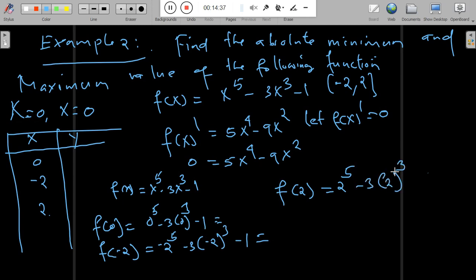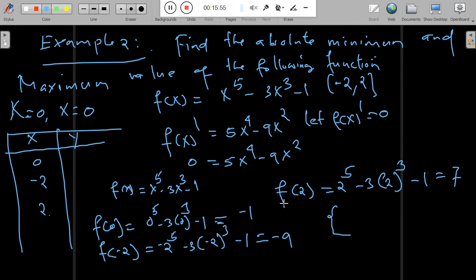We plug in again 2, which will be 2 raised to the power of 5 minus 3 times 2 raised to the power of 3 minus 1. So the first equation, the function of 0, will be equal to -1, and for the second equation, the function of -2 will give out exactly -9, and the function of 2 will give out 7.